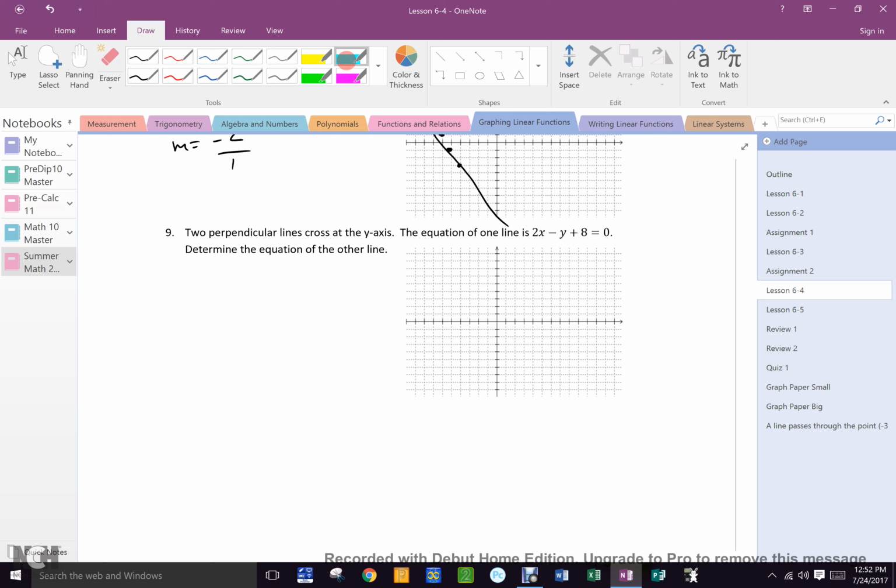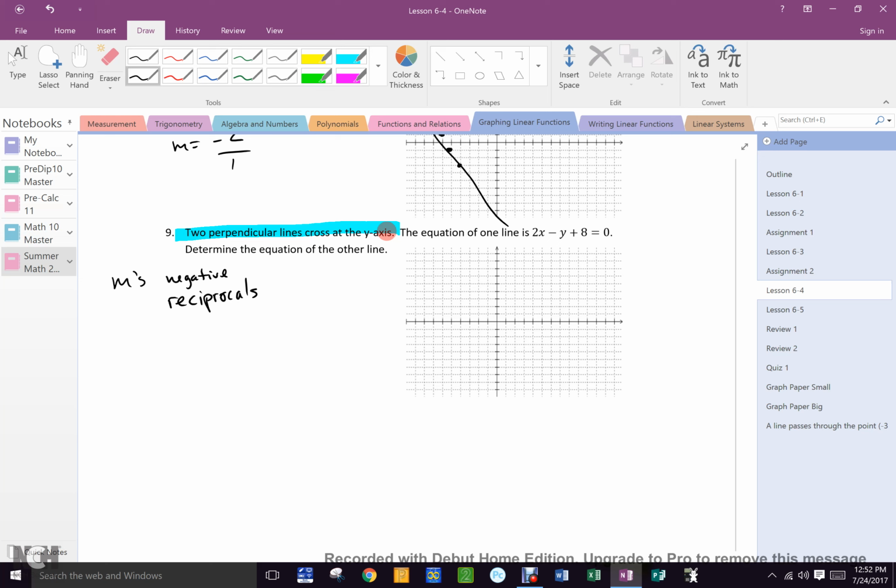Every sentence tells us something. What does that first sentence tell us about the lines? They're perpendicular, which tells us something. What does that tell us? My m's are going to be negative reciprocals, right? And they cross at the y-axis. That means those two lines are going to hit each other on the y-axis, right?